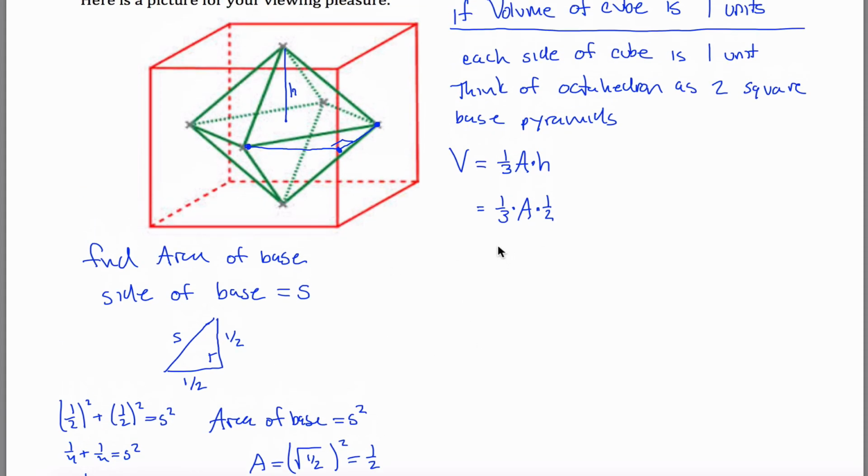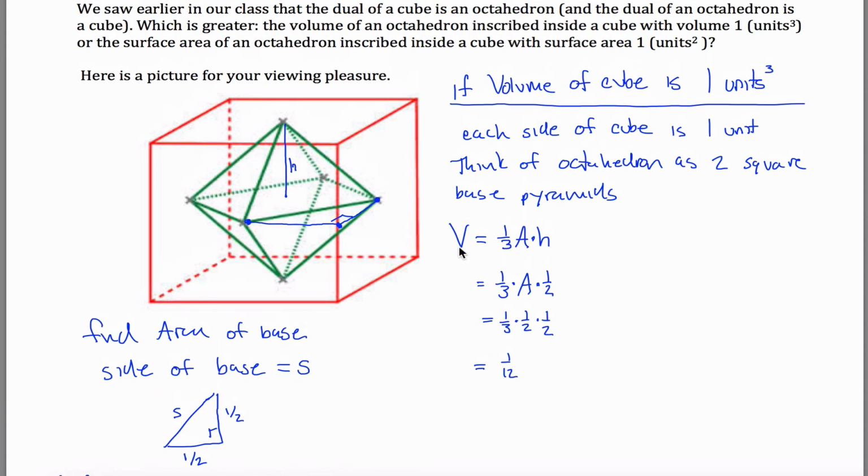So if the area is equal to 1/2, I can plug that into my formula up here and get 1/3 times 1/2 times 1/2. You multiply that out, you'll get 1/12. In other words, the volume of the octahedron, nope, that's not true. The volume of the pyramid is 1/12. But I have 2 pyramids, so this is the volume of the pyramid. The volume of the octahedron is 2 of these volumes of the pyramid. 2 times 1/12, aka 1/6. So if the volume of the cube is exactly 1, the volume of the inscribed octahedron here is 1/6.